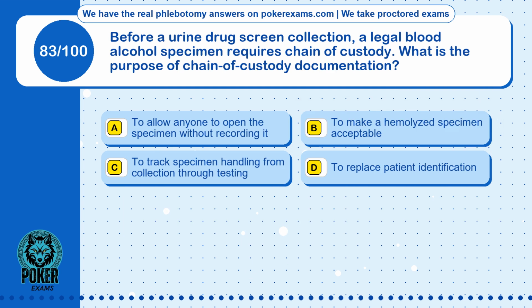Question 83. Before a urine drug screen collection, a legal blood alcohol specimen requires chain of custody. What is the purpose of chain of custody documentation? Option A. To allow anyone to open the specimen without recording it. Option B. To make a hemolyzed specimen acceptable. Option C. To track specimen handling from collection through testing. Option D. To replace patient identification.